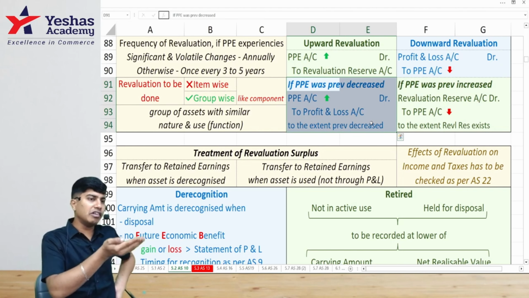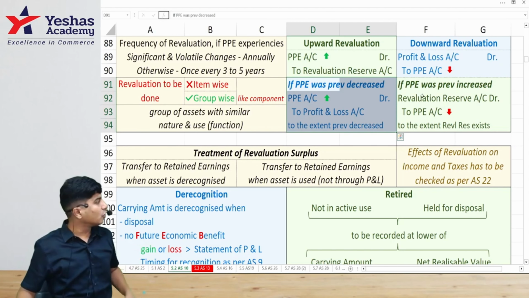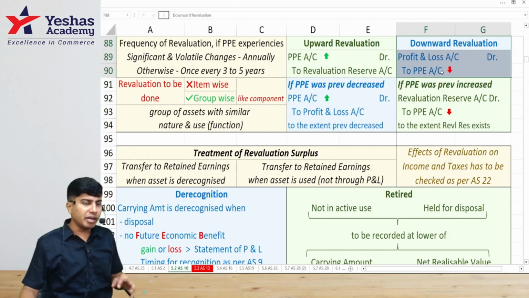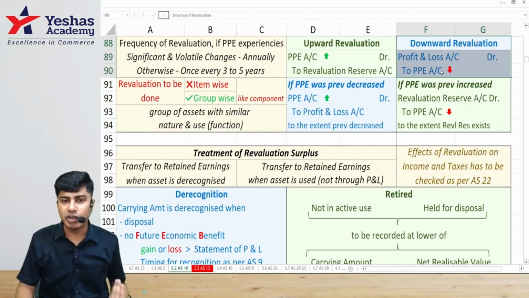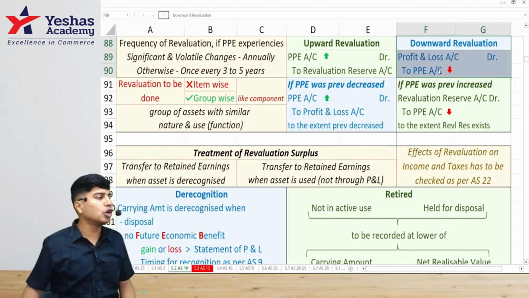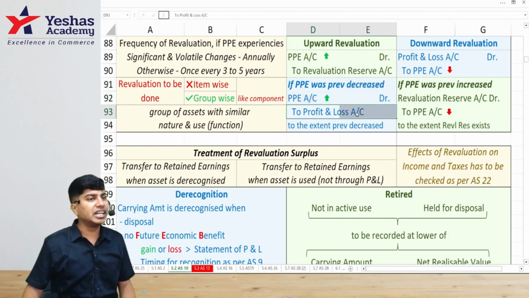What if the downward revaluation was 10? Now, upward revaluation is 12. When I did downward revaluation, I'll write P&L to PPE 10. Now, when I am doing upward, I call it not upward, I'll call it reversal of downward to the extent of 10 and upward only to the extent of 2. So, basically, I'll do the entry as PPE account debit 12,000, credit P&L by 10, credit revaluation reserve by 2.